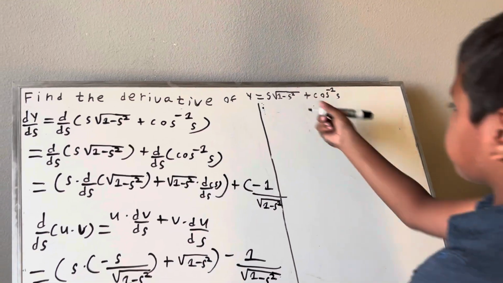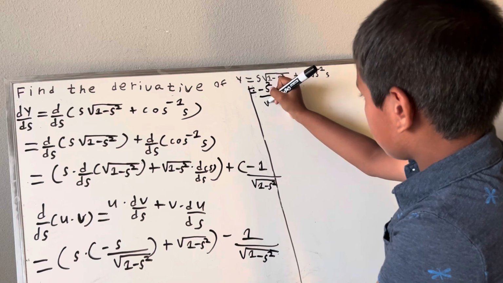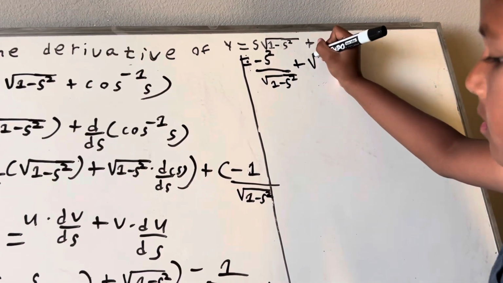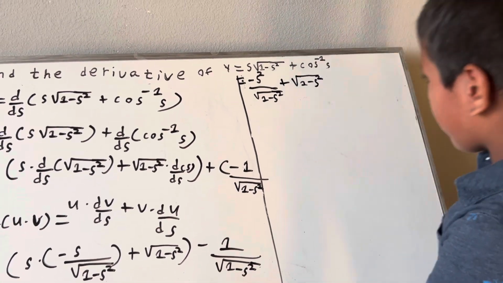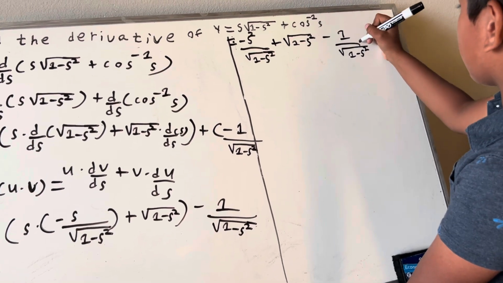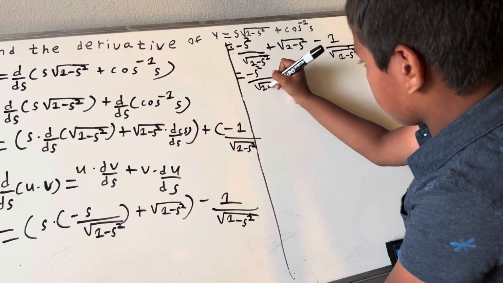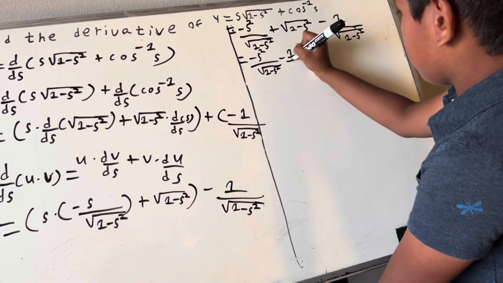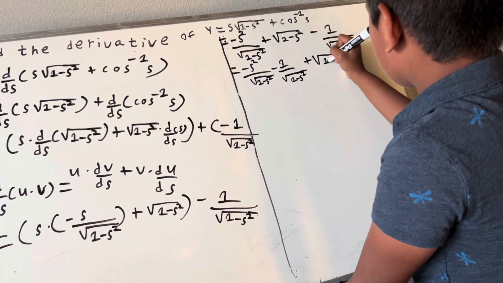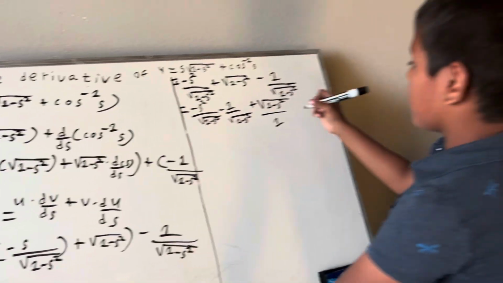So now this is equal to negative s squared over the radical of 1 minus s squared, plus radical 1 minus s squared, minus 1 over radical 1 minus s squared. So this would be equal to negative s squared over radical 1 minus s squared, minus 1 over radical 1 minus s squared, plus radical 1 minus s squared. Now it's the same as over 1, so we multiply both the numerator and denominator by radical 1 minus s squared.